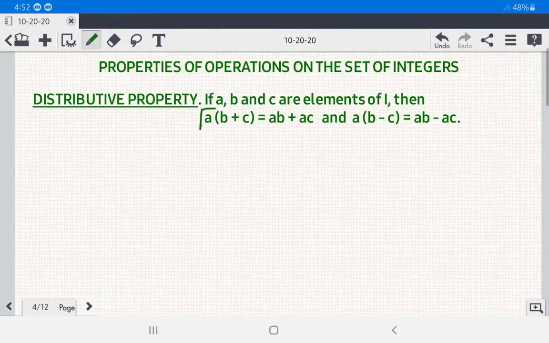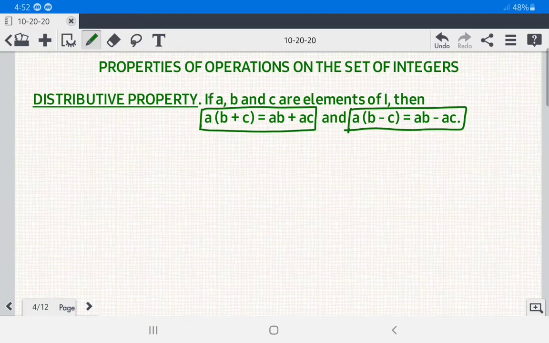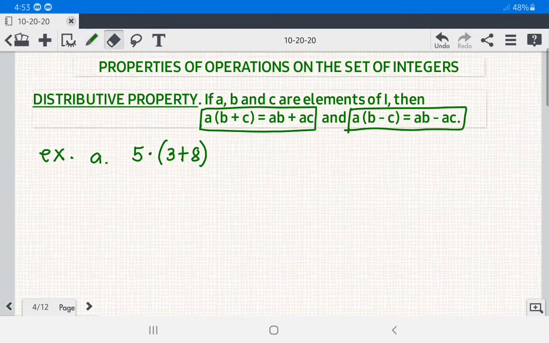Okay. So this is the first rule, and then we have here the second rule. Okay. So, let us have an example. Let's say we have 5 times the quantity of 3 plus 8. So, sometimes it is okay not to write here the dot. Okay? So, you can write that or no need to write. Okay, it's up to you.